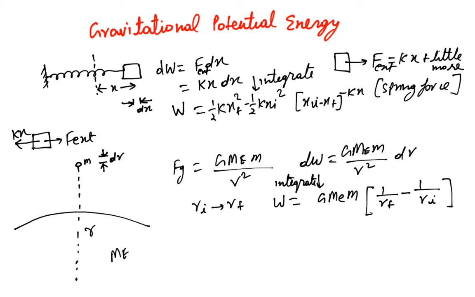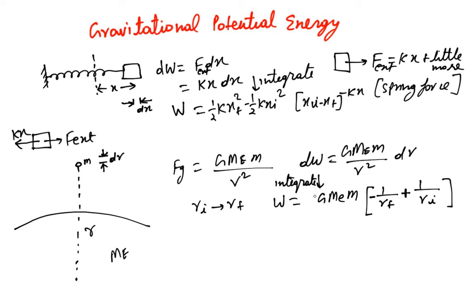Let's see if this is right or not. 1 over r_f is a smaller value. Well, actually it should be minus 1 over r_f plus 1 over r_i. When you integrate, you'll understand how, but this is the final formula.